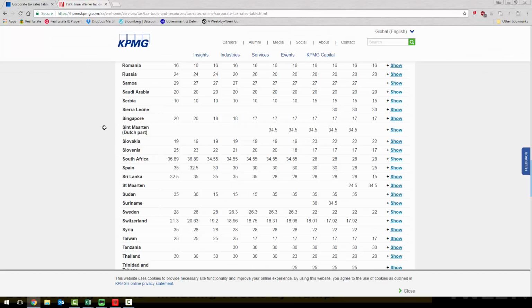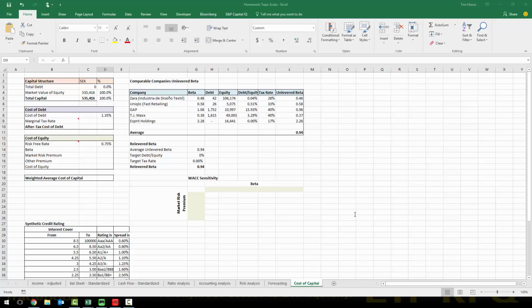Now the marginal tax rate for Sweden, if I go down here and look at Sweden, well, Sweden has a marginal tax rate of 22%. So I'm going to put in 22% as my figure, and my after-tax cost of debt is merely going to be equal to the cost of debt multiplied by, open up a bracket, 1 minus the tax rate, close the bracket, and we have 1.05% as our after-tax cost of debt.